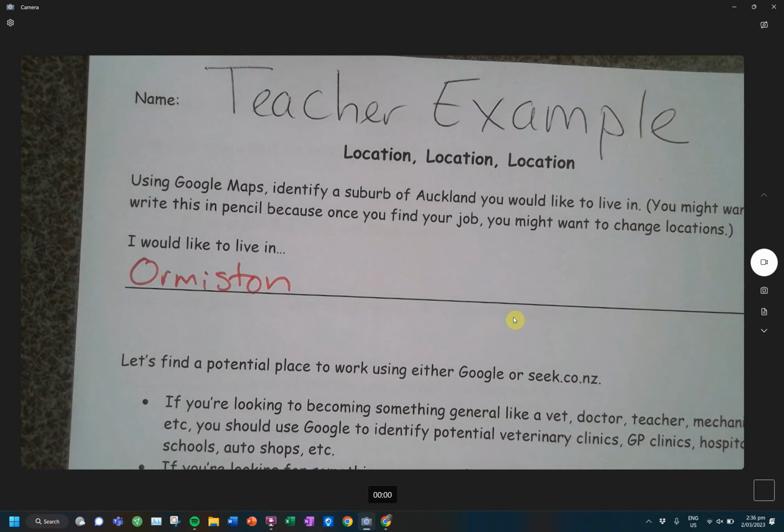So I have my location. I have where I'm working. I have where I'm living. What we're going to use is Google Maps to figure out the distance between those two places. On Google Maps, we will set my home as Ormiston. We'll just say the town center because I don't have an address yet. We're going to set that as my starting location. And my destination is going to be Edgewater College because that's where I'm working. That's pretty far.